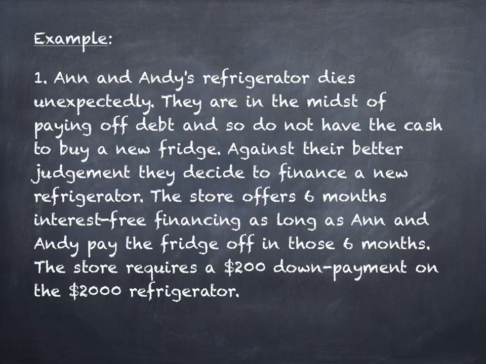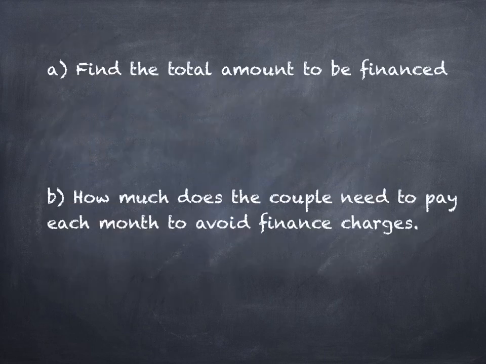Okay, so we haven't actually talked about down payment. Most of you probably have a familiar idea of what that is. That just means the amount of money we have to pay today, and we get to take the refrigerator home even though we didn't pay for the whole amount. Okay. So the first thing we're going to talk about is how much money they have to finance.